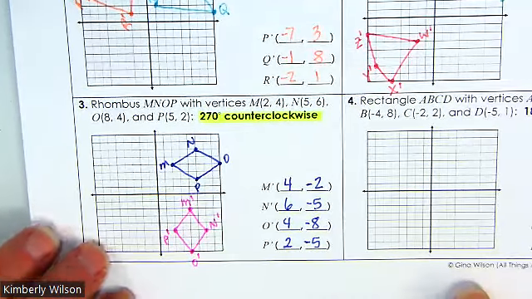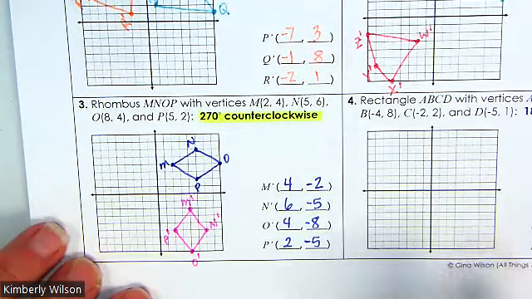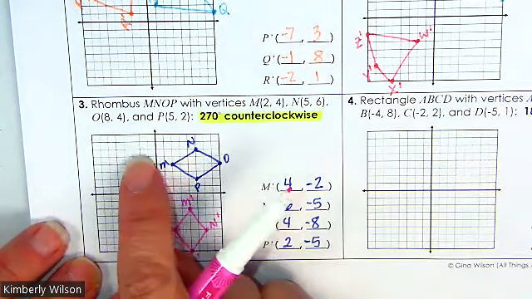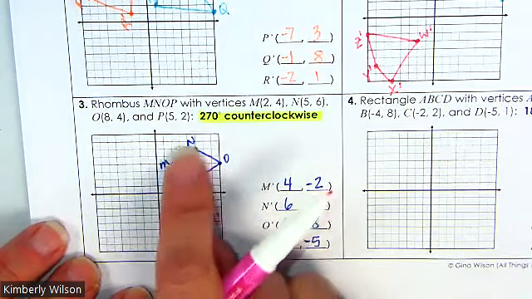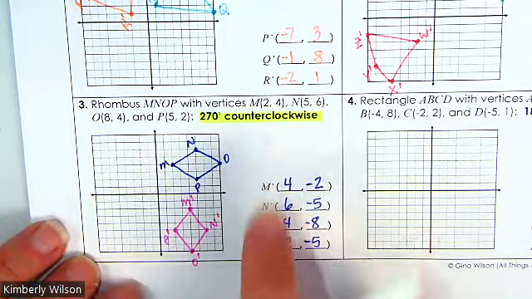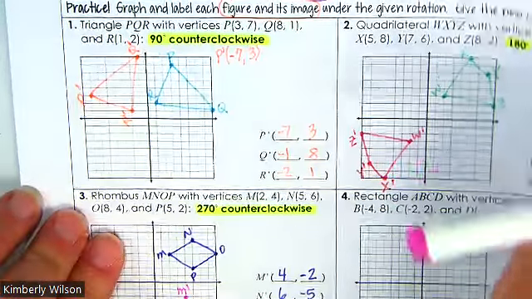Okay, your next examples are just probably going to be examples of figures where it's going to overlap quadrants. It's not going to be located in just one quadrant. Pay attention to your algebra rules. Have a great day.